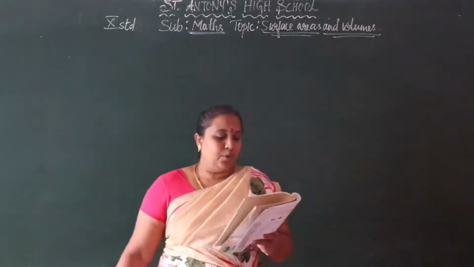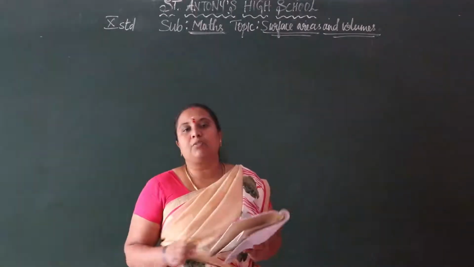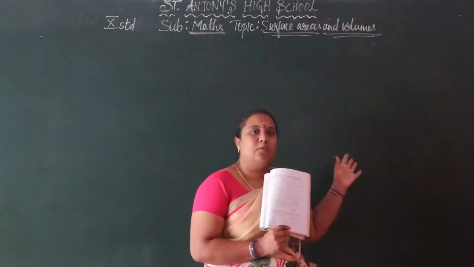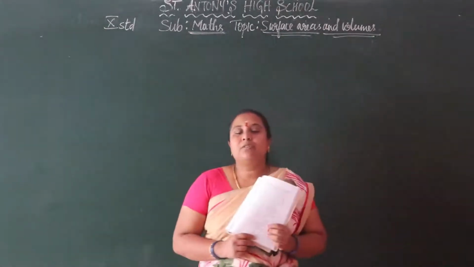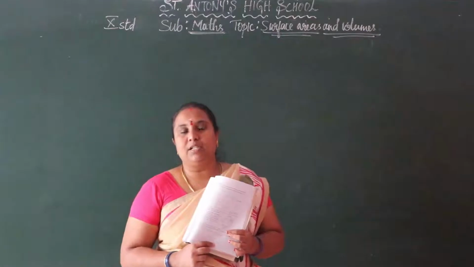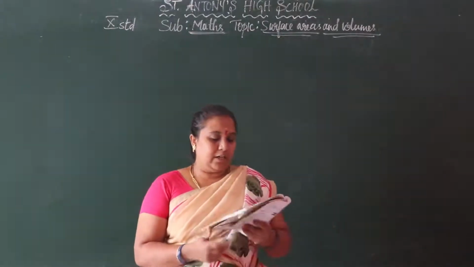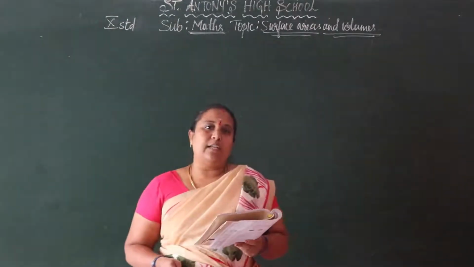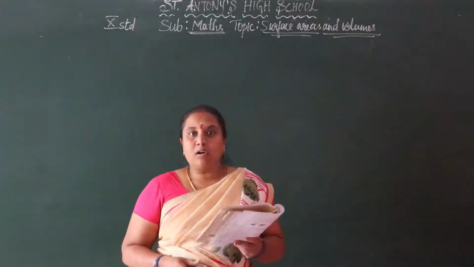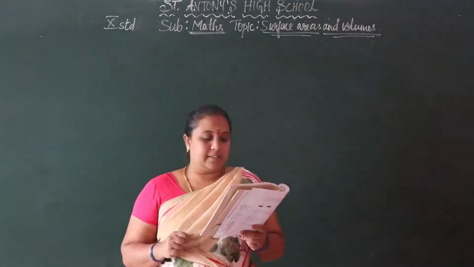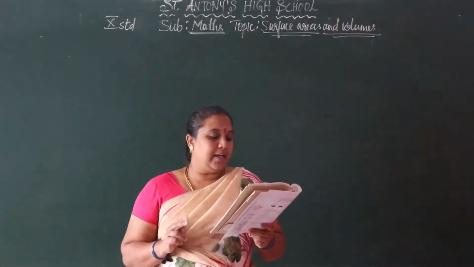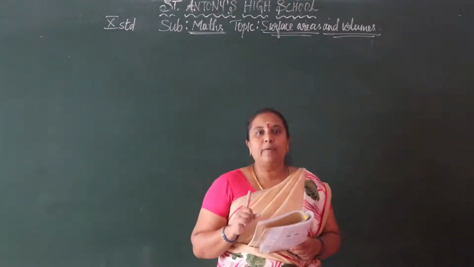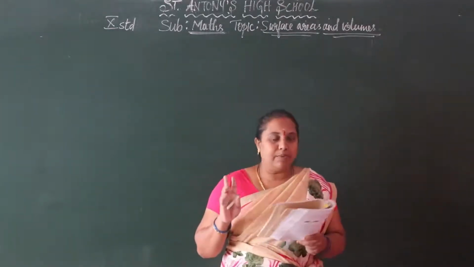The decorative block shown in the figure. The figure is given in your textbook, and I'll draw it on the board. The decorative block is made of two solids. What are those two solids? One is a cube and another one is a hemisphere.